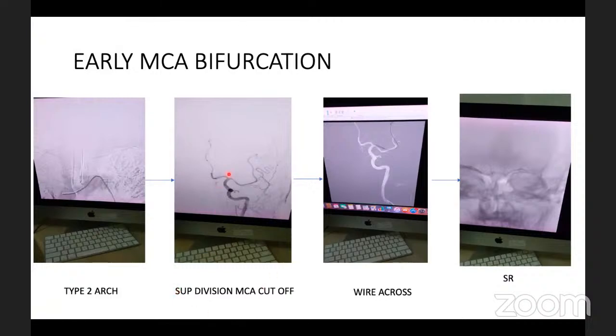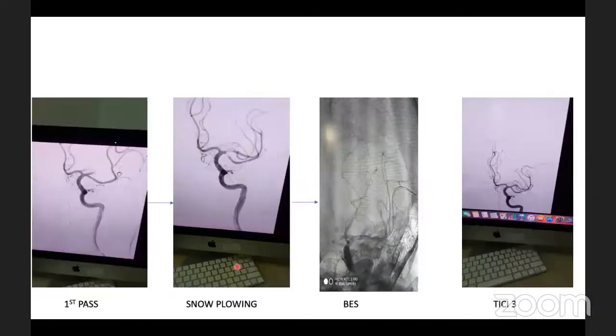Then we saw only the inferior division of MCA was filling. If we notice here, the superior division of MCA is not filling, and there is a slight stenosis in this area. So next we crossed the wire over these areas, and the stent retriever was put into the superior division of MCA. After the first pass, we see the superior division being a little opened up. However, we see the narrowing, indicating that the clot is still persistent, and there's a cutoff.